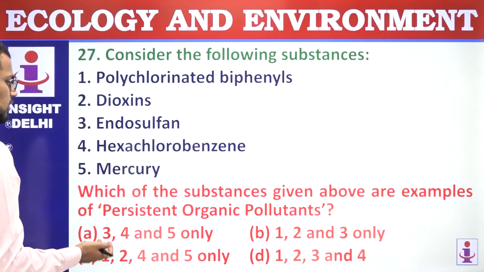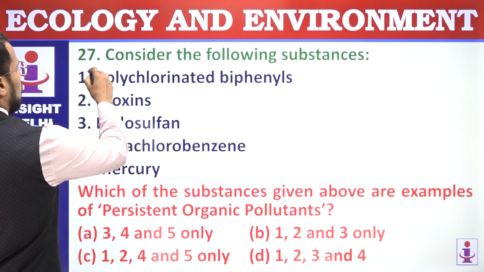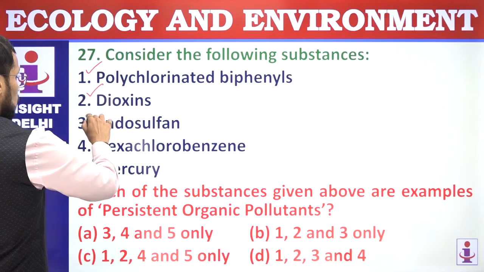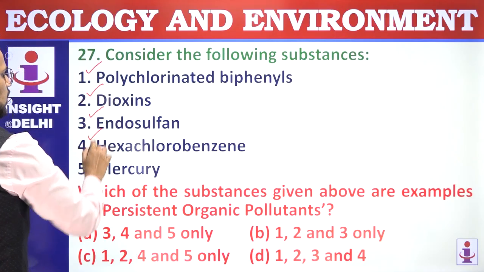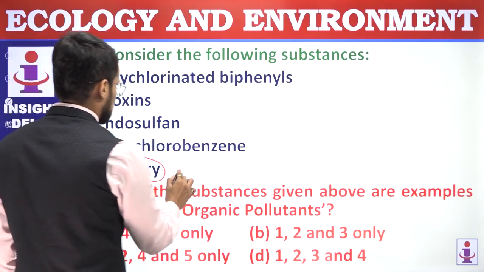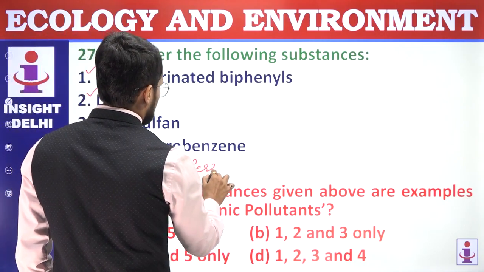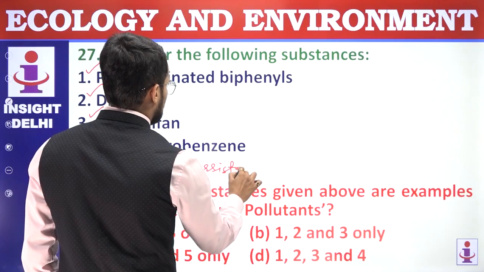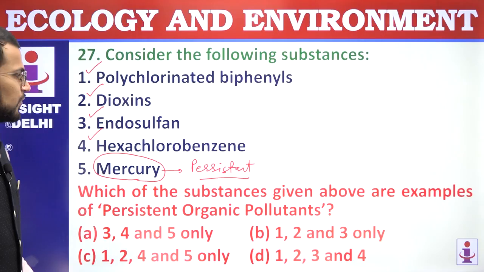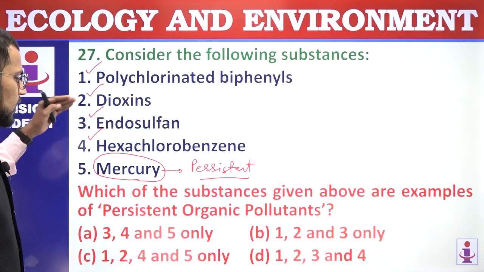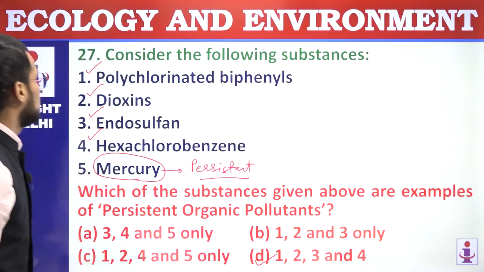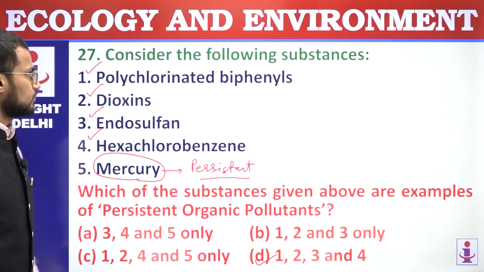And such substances are polychlorinated biphenyls, dioxins, endosulfan and hexachlorobenzene. Mercury is a persistent. It can remain there in the environment, but it is not an organic compound or organic substance. And that's why answer is 1, 2 and 4, only mentioned in option D. Question number 27, answer is D.